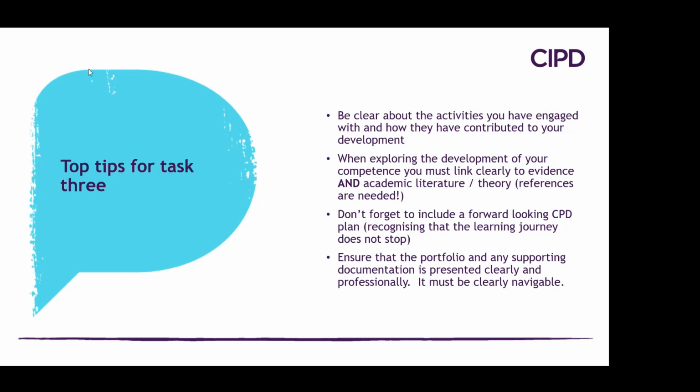When you're providing a justification for this and talking about the new levels of skills and behaviours you've developed, you must link very clearly both to your evidence portfolio and to academic literature or theory. So references are needed in the portfolio, and again, it is important that you show that you've linked to academic journals and textbooks, CIPD fact sheets and websites, etc., as relevant to your particular portfolio. So link, yes, to the evidence base you produced in your learning journey, and then academic literature too.